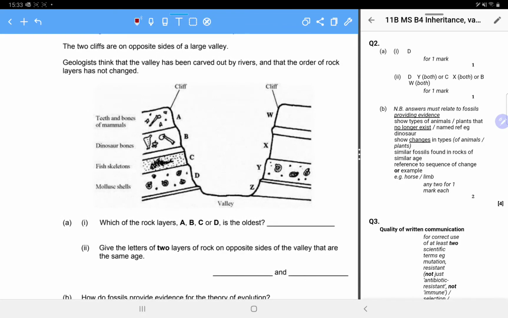So, I hope we all know that the further something is down, the longer ago that it was on the Earth, and there's been a laying down of sediment ever since, year on year on year, and so the oldest layer is D.